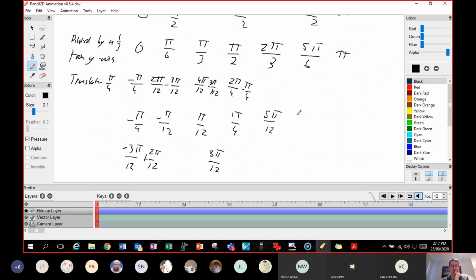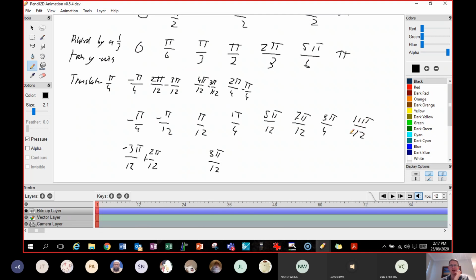Plus 2 pi on 12 on top of that would be 7 pi on 12. Plus 2 pi on 12 on top of that would be 9 pi on 12, but 9 pi on 12 will simplify down to 3 pi on 4. Plus 2 pi on 12 on 9 pi on 12 would be 11 pi on 12.